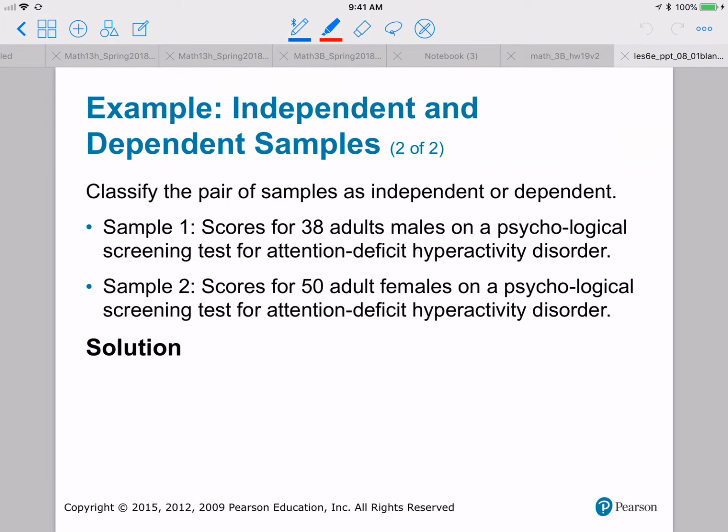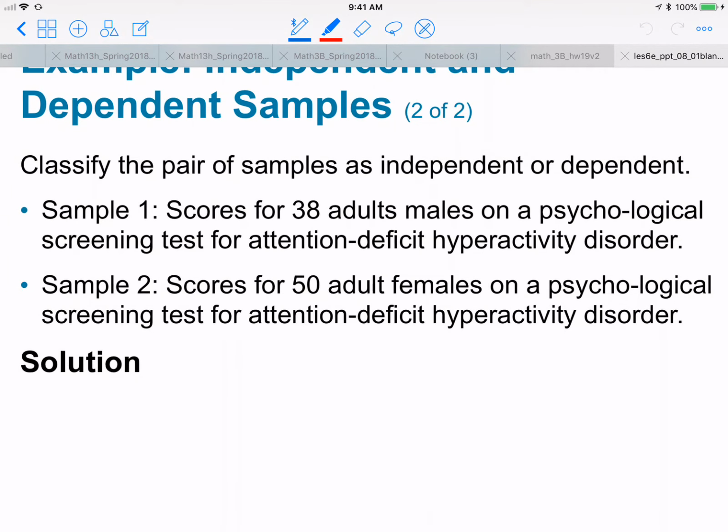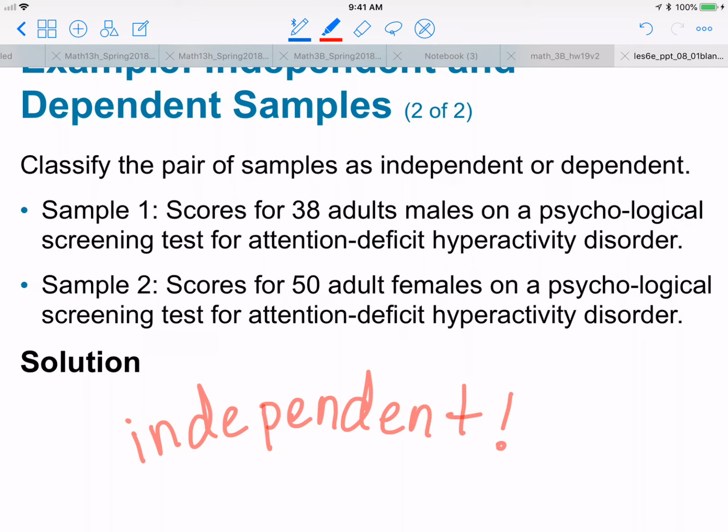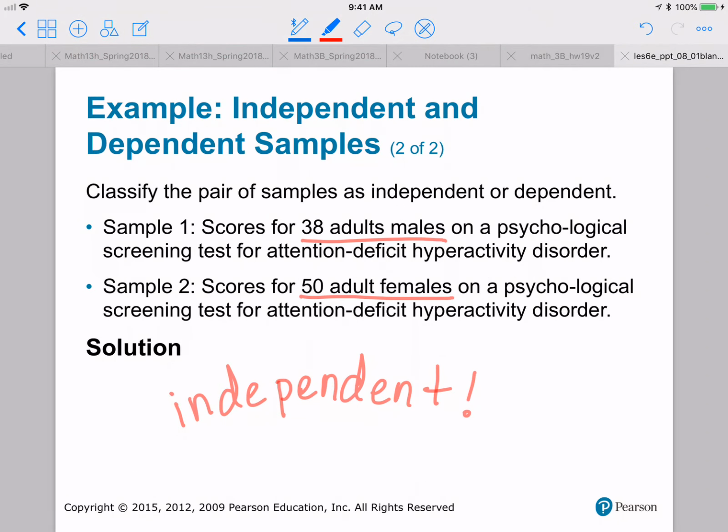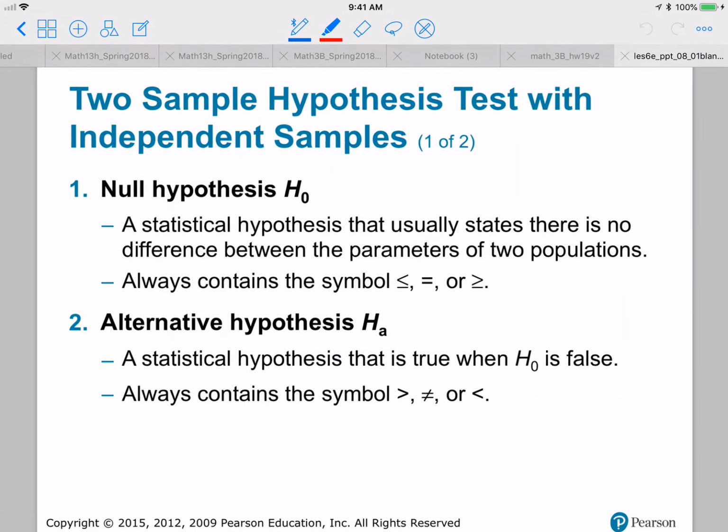All right, let's look at the second example here. Okay, so this is going to be a case of independent samples, because there's no connection, there's no relationship between the 38 adult males and the 50 adult females, right? It just seems like they're two samples, but not that they're necessarily connected or related in any sense. Okay, so we've got that out of the way.